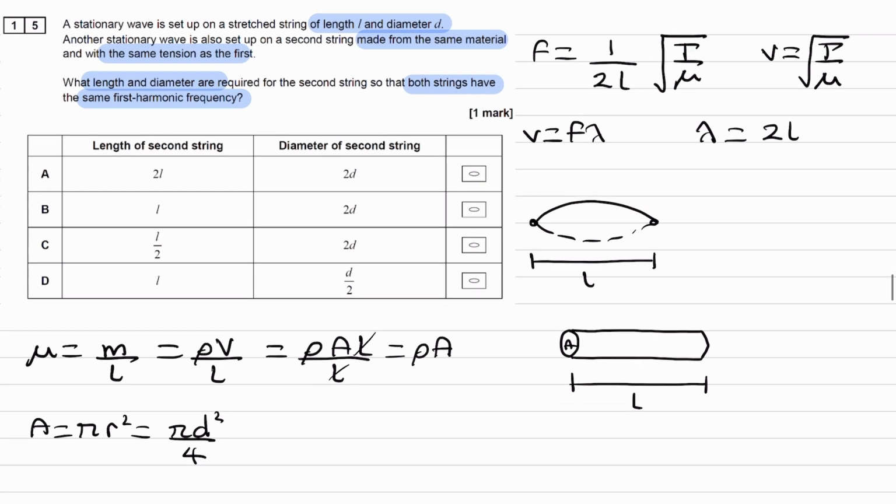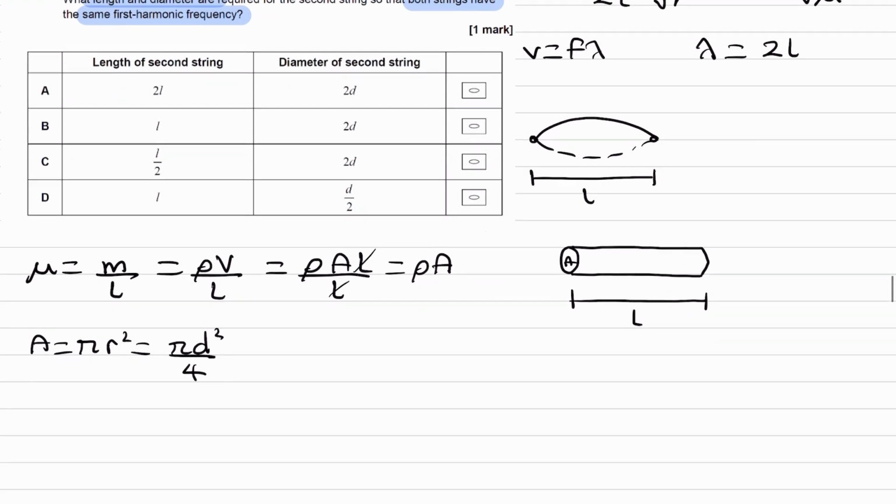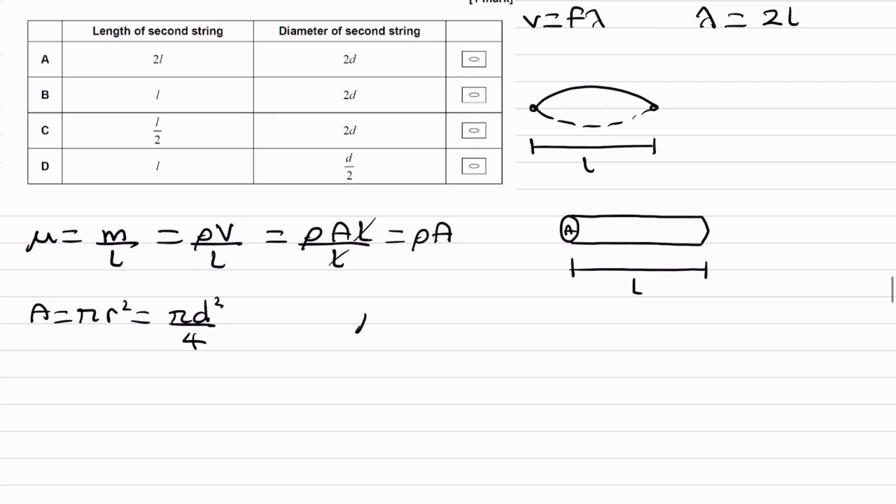In the question it says that both strings are made from the same material. If they're made from the same material, that means that the density will be the same. So if the density is the same, looking at this equation, we can see that the mass per unit length mu is proportional to the cross-sectional area. And looking at this equation here, we see that the cross-sectional area is proportional to diameter squared. Put those two things together, and we get mu is proportional to d squared.